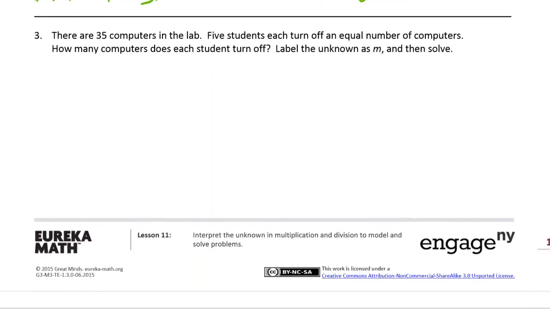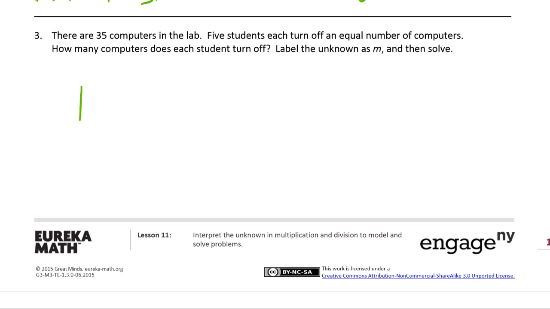Number 3, there are 35 computers in the lab. 5 students turn off an equal number of computers. How many computers does each student turn off? So 35 computers in the lab. 5 students turn off an equal number, but we don't know how many. 5 students turn off equal, so there's 5 equal groups, and it comes to 35.